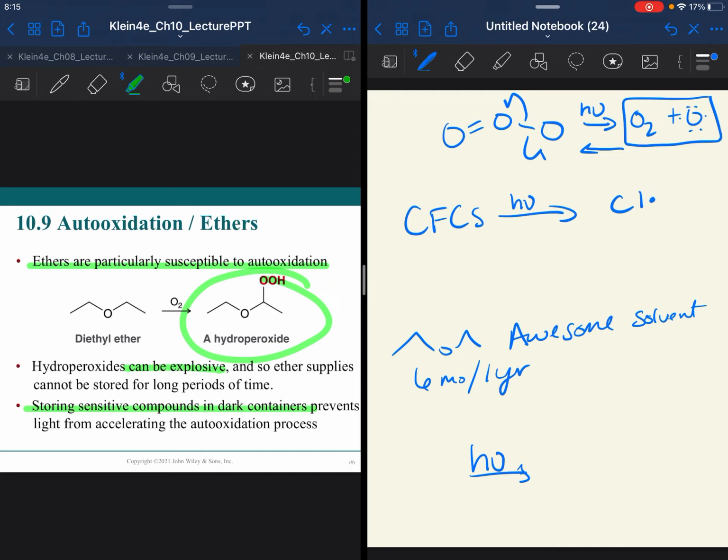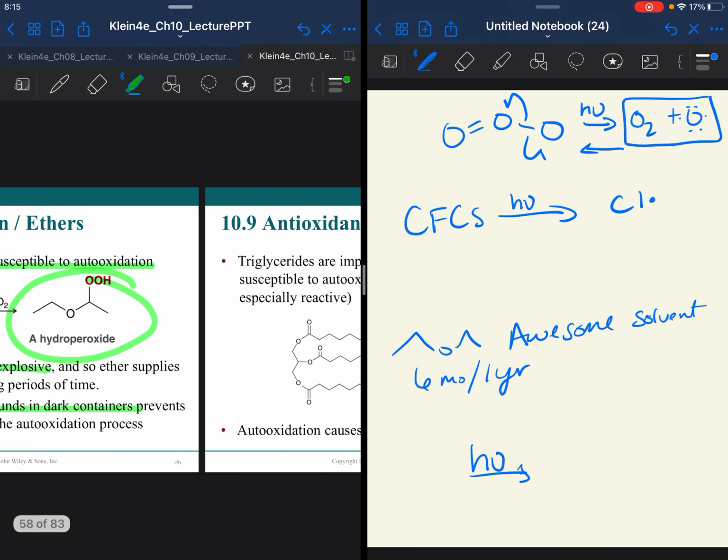Hydrogen peroxide is light sensitive. That's something, if you've noticed, you buy it at the store, it comes in an opaque brown bottle. That's why. It is to prevent light from accelerating that oxidation process.